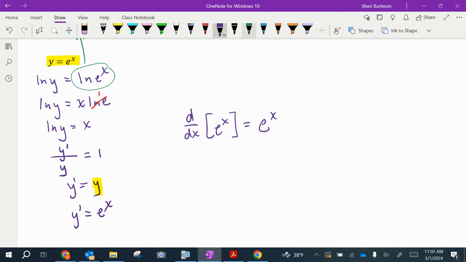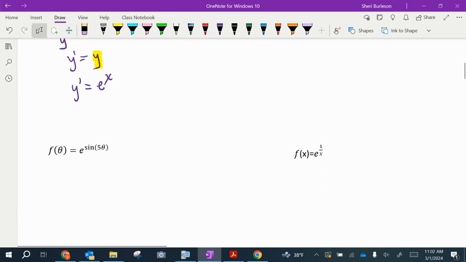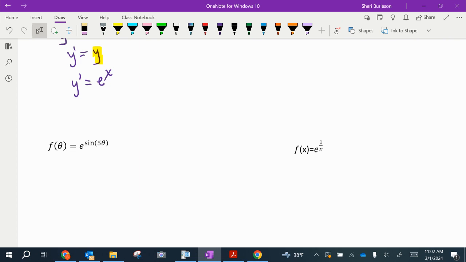So now let's practice that in regular settings. If I want to find the derivative of f of theta, so if I want to find f prime of theta, it is not just e to the x. It has a function in it. So I am going to be using the chain rule here, e to the sine of 5 theta. So the derivative of e to the x is just e to the x. So the derivative of e to the sine of 5 theta is just e to the sine of 5 theta. And then I need chain rule.